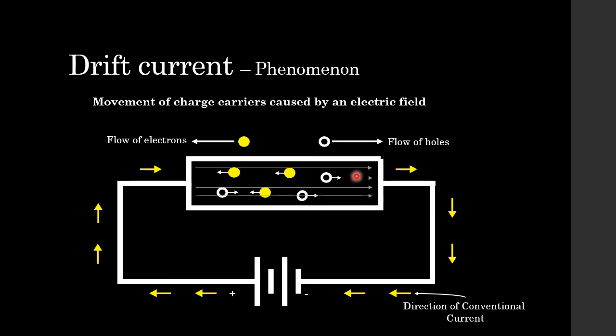Now, of course, this electric field is going to cause a flow of electrons and a flow of holes. Flow of electrons is in the opposite direction to the electric field, the opposite direction to conventional current, and into the positive terminal of the battery. And the flow of holes, same direction as the electric field, same direction as conventional current, and into the negative terminal of the battery. So very simply put, drift current, or the phenomenon of drift current, is the movement of charge carriers caused by an electric field.